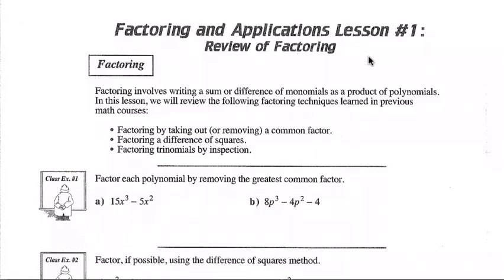Okay, folks, welcome back. Unit 3, Factoring and Applications. Lesson 1 is a review of factoring. So this review of factoring is almost all of the unit that you would have done in grade 10 combined basically into one lesson. So this is going to seem pretty quick, but hopefully you ended up with a fairly decent grasp of factoring last year because it is a key component in pre-calculus 11.